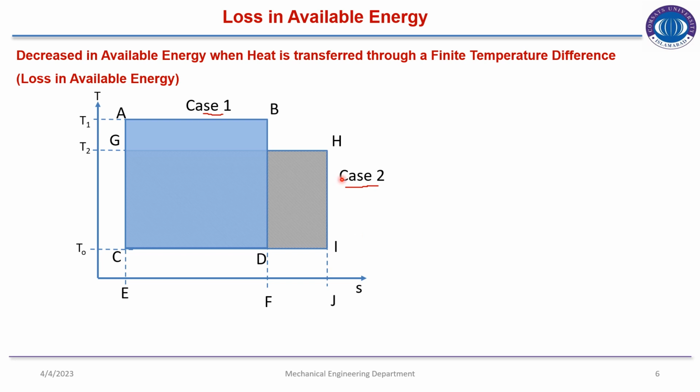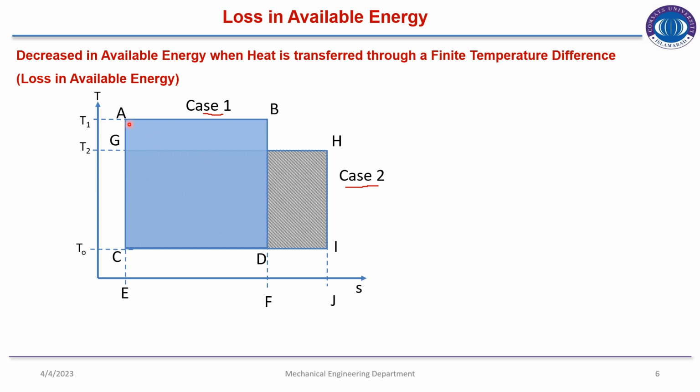Now the interesting thing to note here is that when we are talking about case 1, the higher temperature, or the temperature of the thermal energy reservoir that is at higher temperature, is T1, and the temperature of the sink is T0. Similarly, when we are talking about case 2, the temperature of the source is T2 and the sink is T0. I hope you can see a dotted line behind that light blue rectangle, which is also a rectangle that has more horizontal area than vertical.